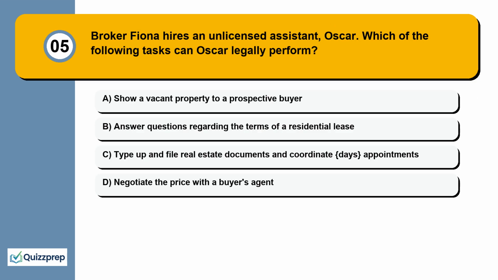Question 5. Broker Fiona hires an unlicensed assistant, Oscar. Which of the following tasks can Oscar legally perform? Show a vacant property to a prospective buyer. Answer questions regarding the terms of a residential lease. Type up and file real estate documents and coordinate appointments. Negotiate the price with a buyer's agent.